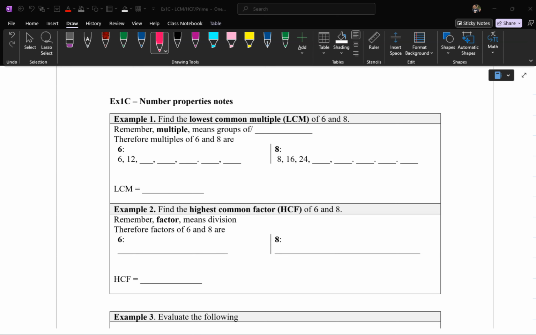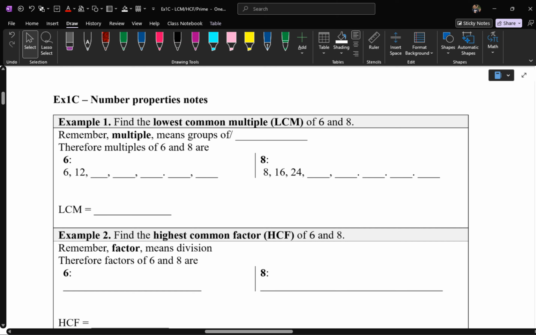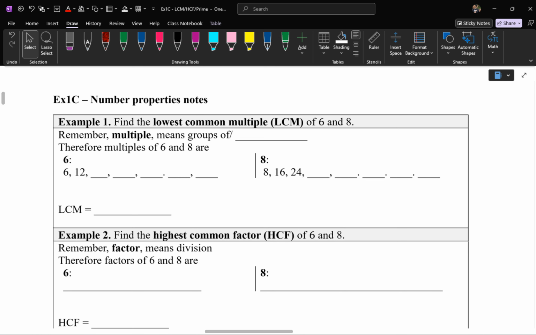Exercise 1C. Let's have a look. Number properties. We're going back to exercise 1C to make sure that you've remembered how to do LCMs and HCFs, because you will need them to do fractions. So LCM and HCF is what I'm going to show you today.